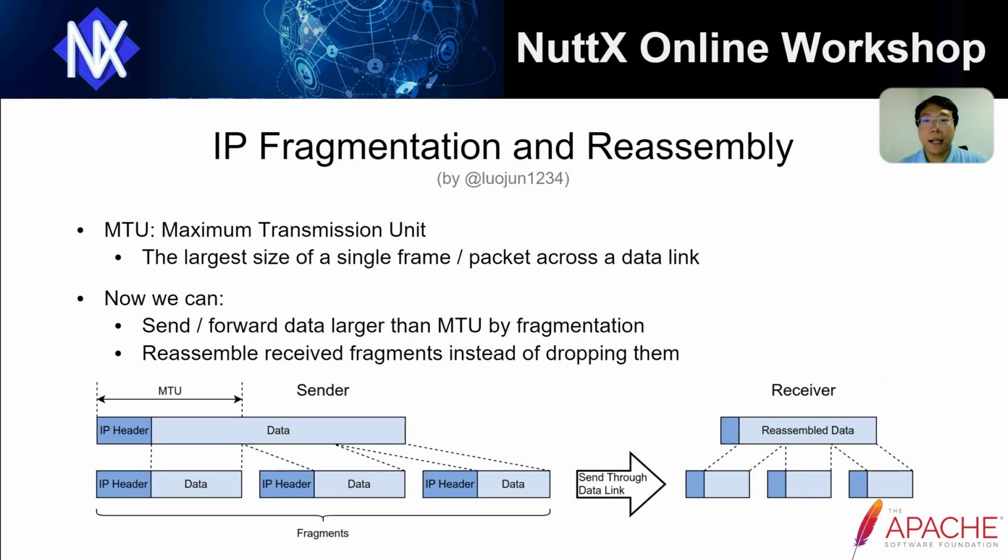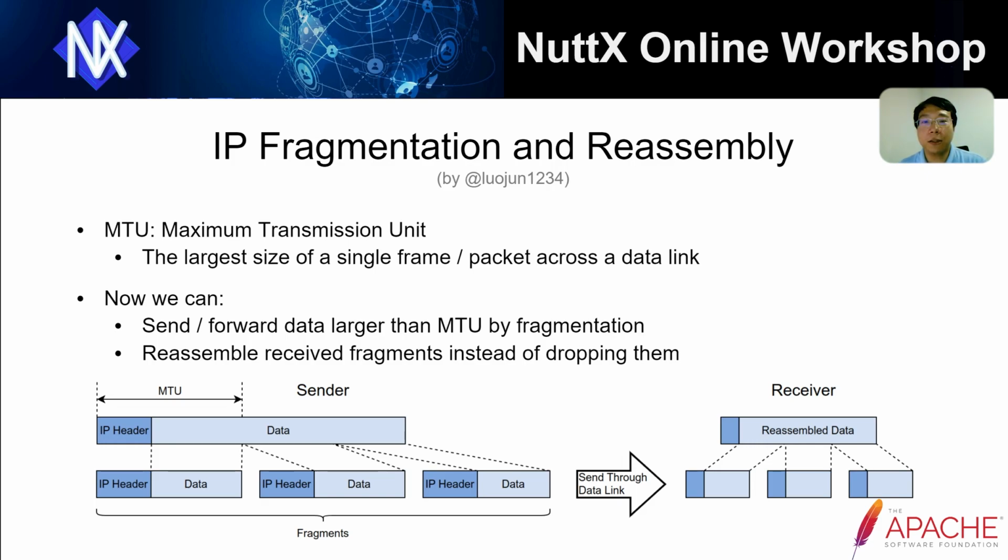The next enhancement I'd like to share is the IP fragmentation and reassembly. On each data link, we have an MTU, which is short for Maximum Transmission Unit and stands for the largest size of a single frame or packet across a data link. So what if we want to send a packet larger than the MTU? The IP fragmentation mechanism helps us.